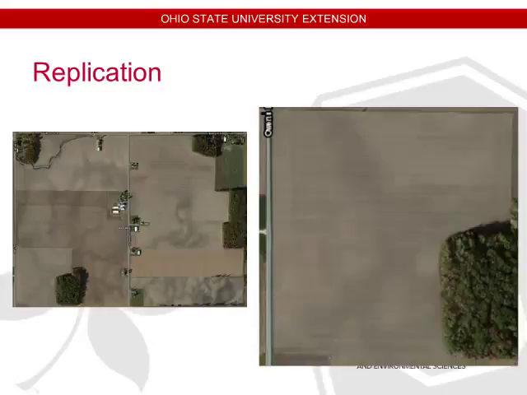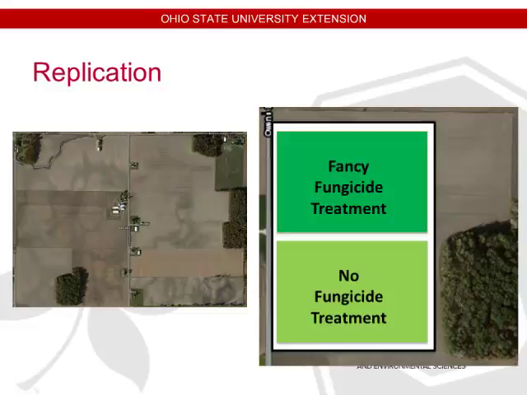So for example, this is a field that's hopefully not too far from here in northwest Indiana. And I looked at that spot on the map and I picked out what I thought looked like the most uniform field where I could put plots. And I want to do a fungicide trial. So on one half of the field, I test my fancy fungicide that I paid a lot of money for. On the other side, I didn't apply it. And this looks like it could work, right? At the end of the year, we're going to see a difference.